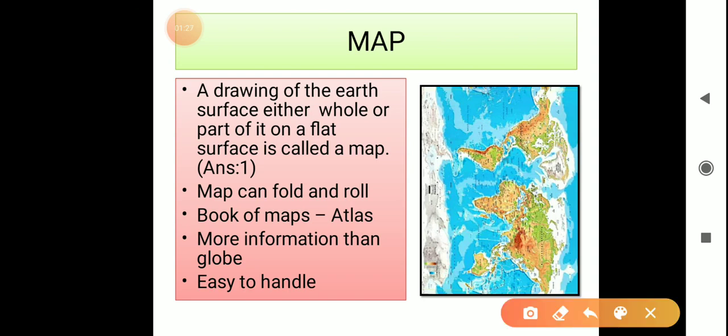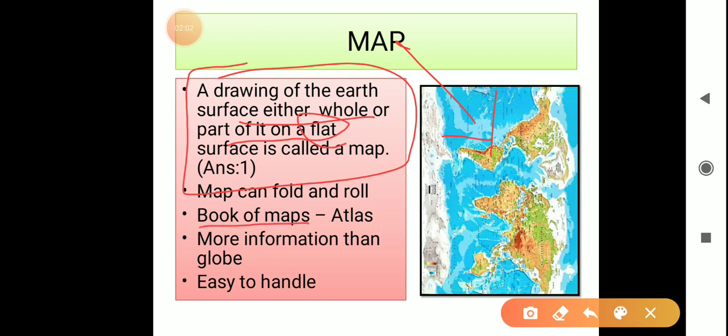What is a map? Maps are the drawing of the earth's surface, either whole or part of it, on a flat surface. To make a detailed map, we can use a large sheet of paper. This large map can then be folded or rolled. Also, details of various continents, countries, etc. can be put together to make a book of maps.